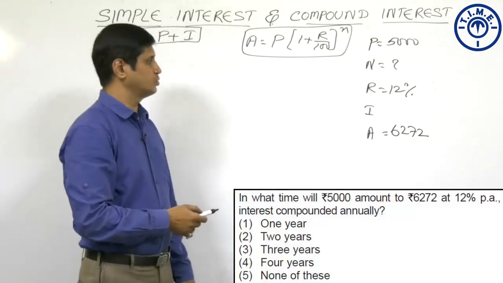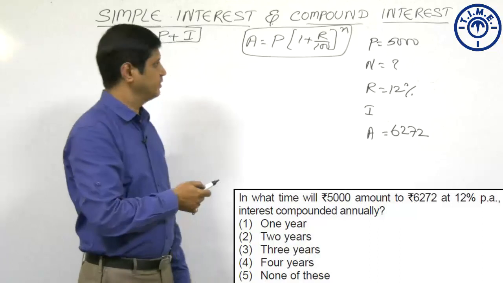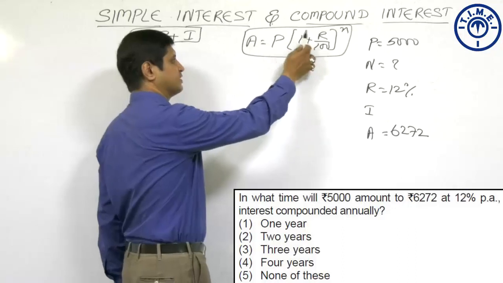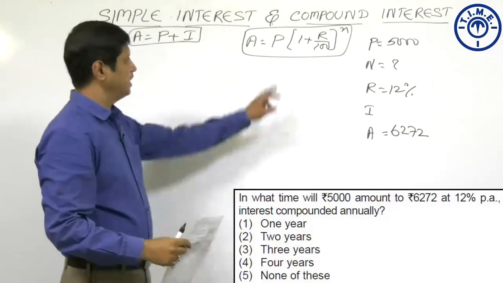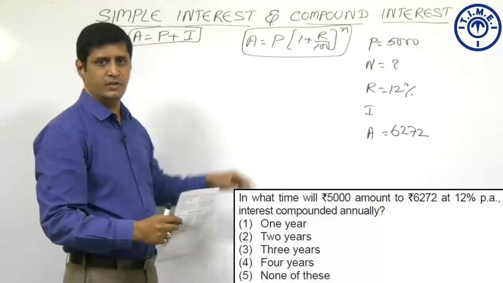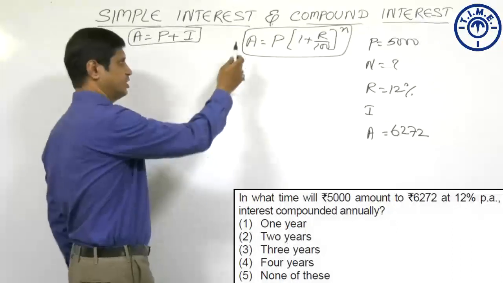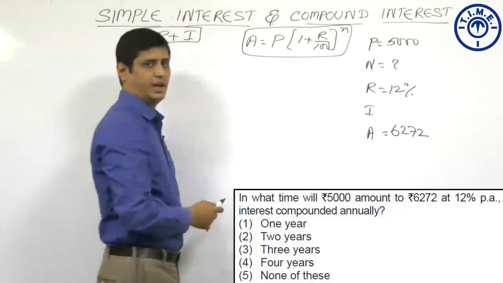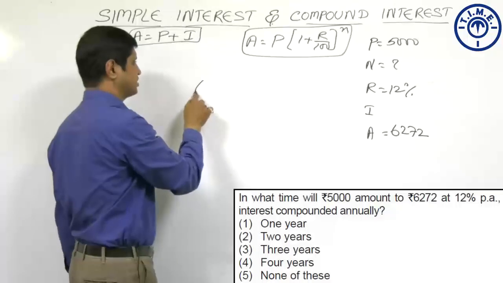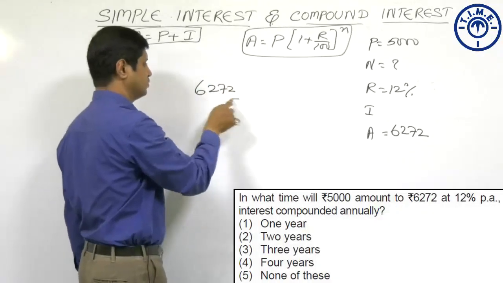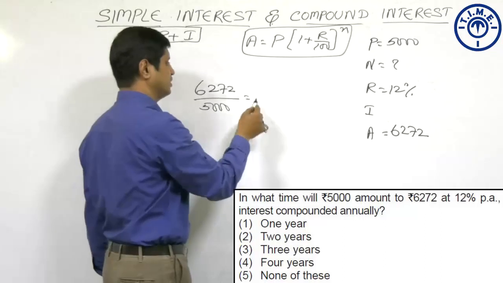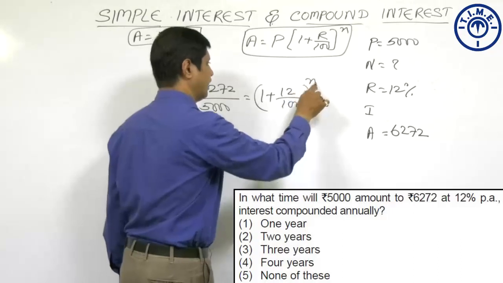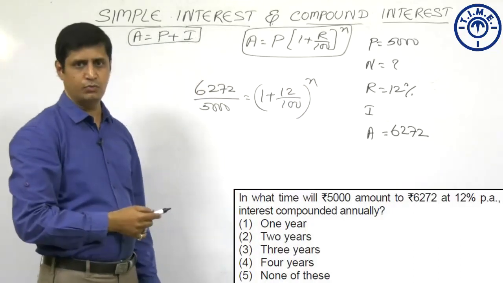Now, just substitute the values of A, P, N and R. Now, what is the formula here? Amount is equal to P into 1 plus R by 100 whole power N. By taking P to the other side, it will divide the amount. So, what is the representation? Amount by principal is equal to 1 plus R by 100 whole power N. Amount is 6,272, principal is 5,000, is equal to 1 plus R value, it is 12 by 100, power N. The value of N is to be found.